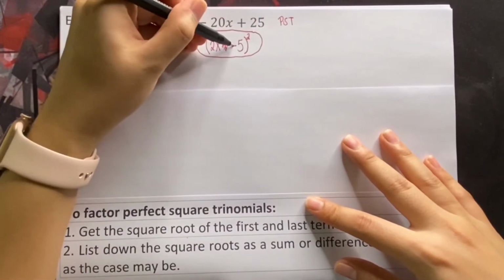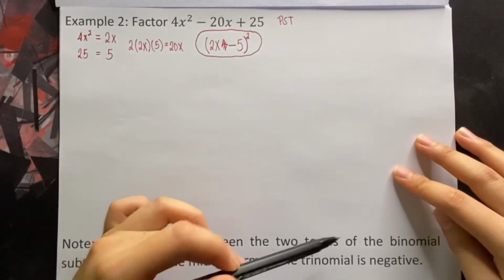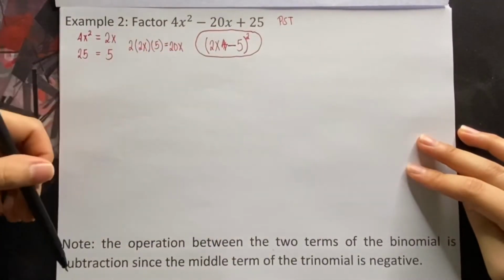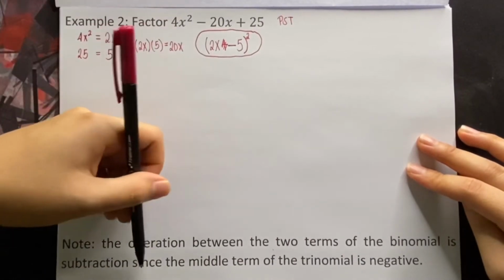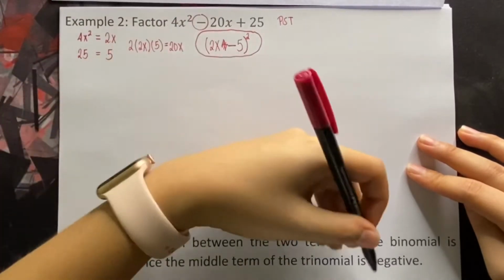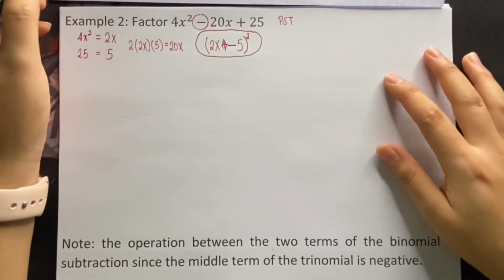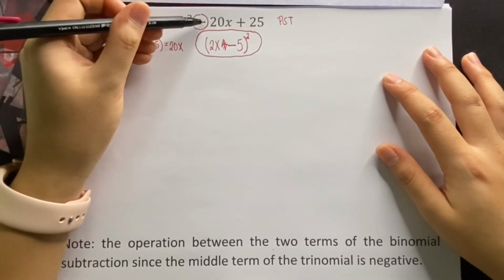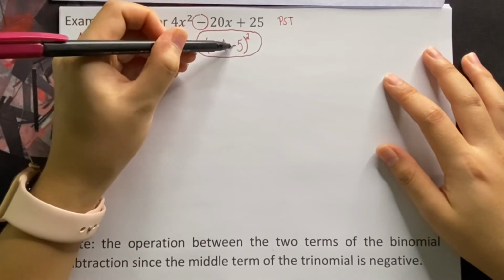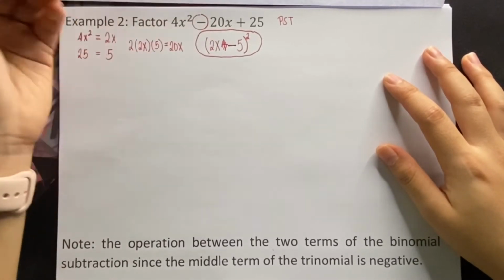Bakit po naging subtraction? Note, the operation between the two terms of the binomial is subtraction, since the middle term of the trinomial is negative. So, take note of that. Kapag subtraction ng middle term, ibig sabihin, subtraction din ang final answer. Kapag addition ng middle term, addition ng final answer.